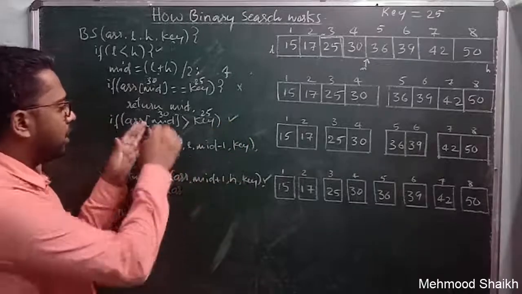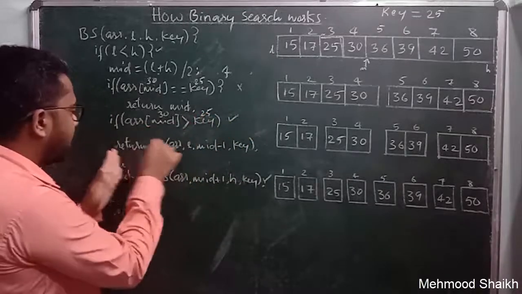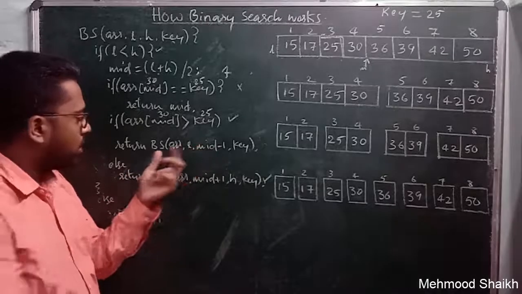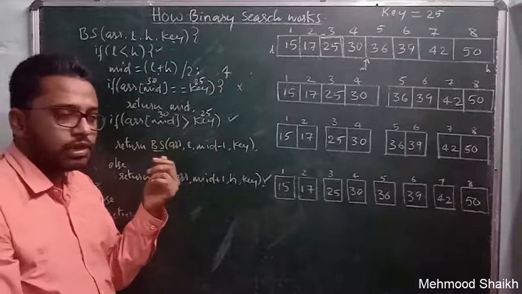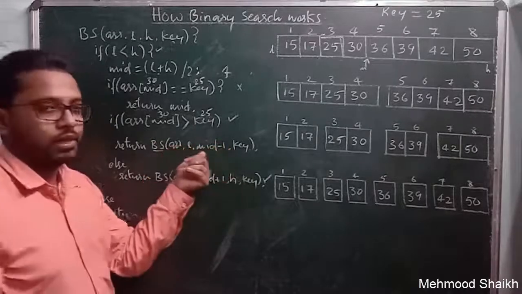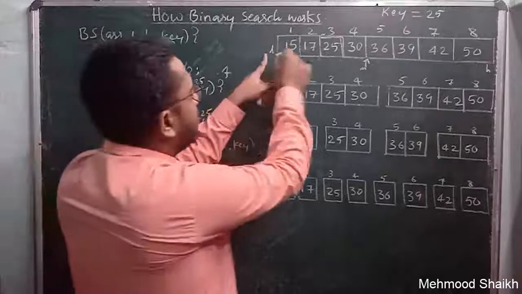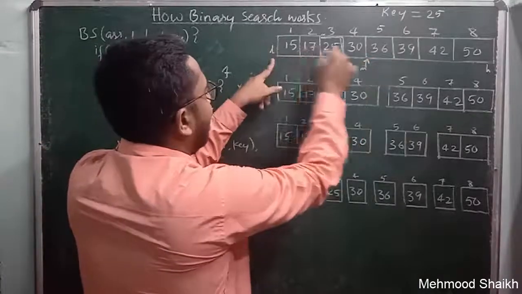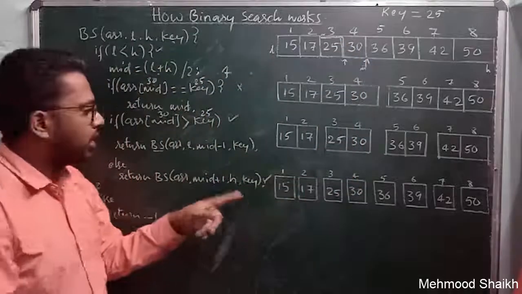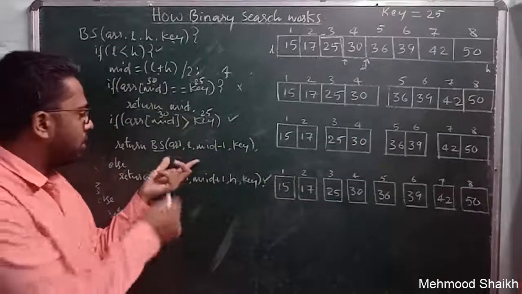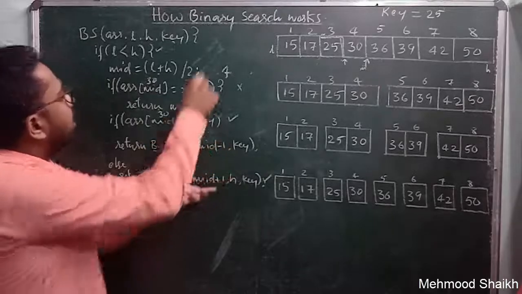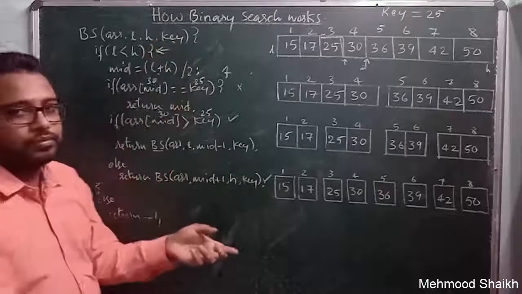The condition is true. So when this condition is satisfied, we will come inside this if block to make a recursive call on the same binary search function on this array, from low to mid minus 1. So this is our low and this is our mid, and mid minus 1 means this place. When we make a recursive call on the same binary search function from low to mid minus 1, then control will come back to this place.